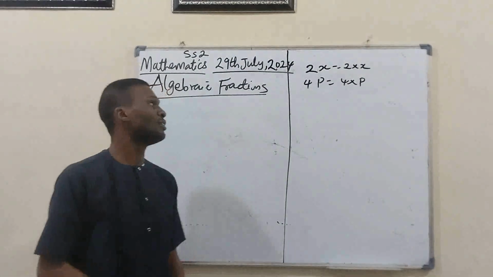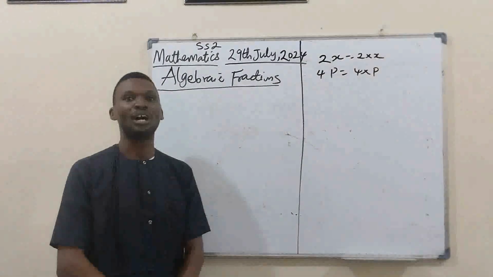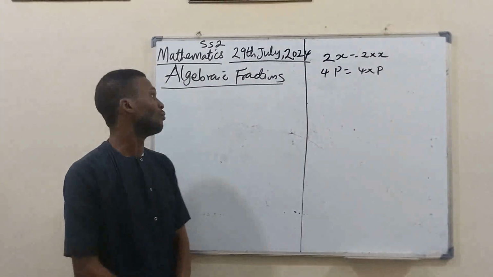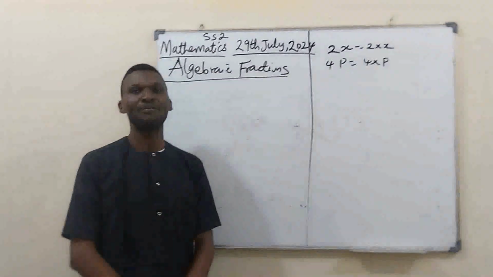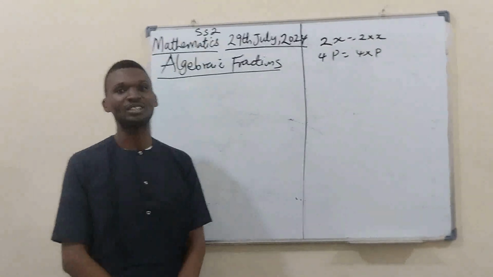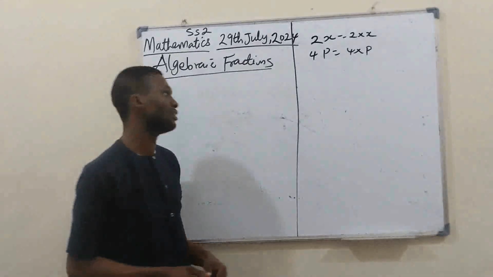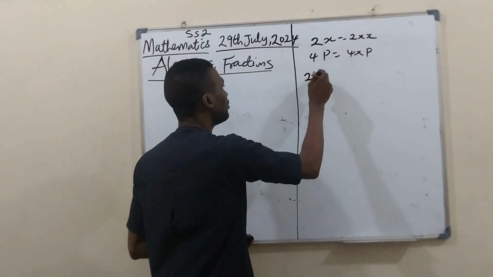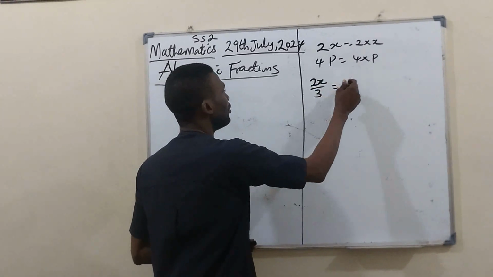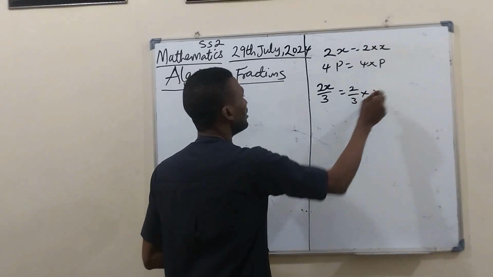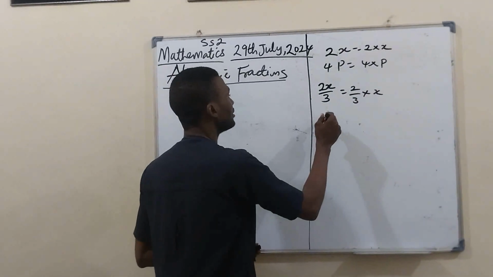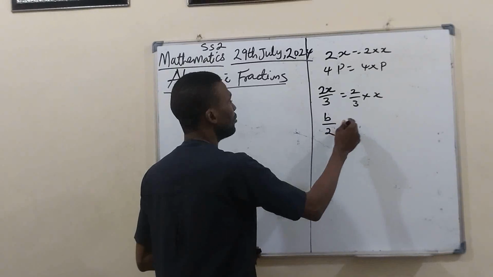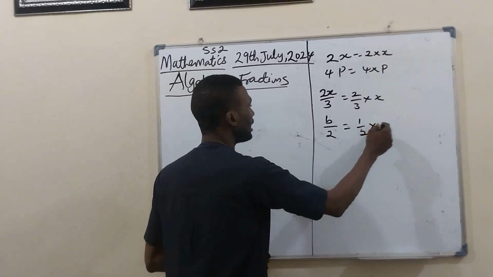For this level, we're not looking at algebraic terms because we have already done that before. We're looking at algebraic fractions. An algebraic fraction is simply the combination of a fraction and a letter by multiplication. For instance, we have 2x over 3, meaning 2 over 3 times x. If we have, let's say, b over 2, that means 1 over 2 times b.